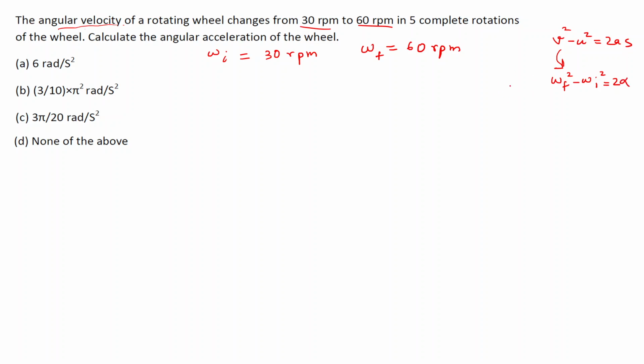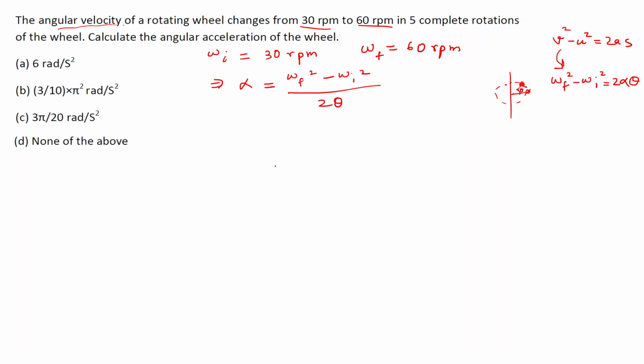Since rotation is about an axis, a body is here initially, then it rotates and reaches here. So the distance here is actually this theta, the angle it covers. When I put in the values of omega i and omega f and express it in terms of alpha, which I want to find, alpha will be omega f square minus omega i square, divided by 2 theta.